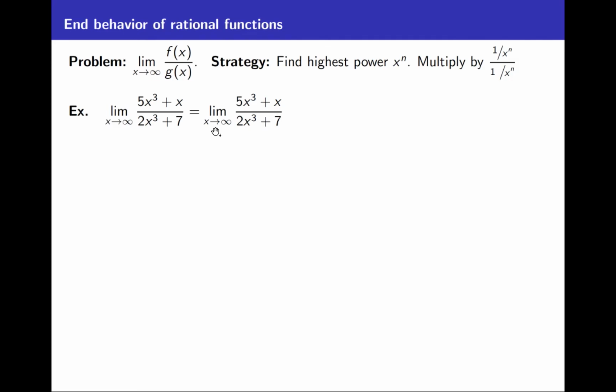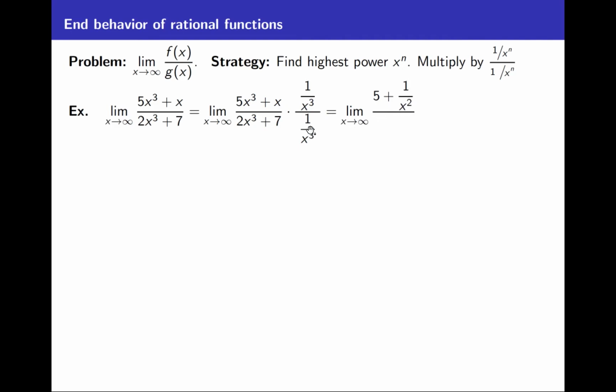So we're going to simplify this limit by multiplying by 1 over x cubed divided by itself, like this. Now that doesn't change the limit at all, because we're just multiplying times 1. But then we're going to distribute the fractions into the top and bottom. So if you distribute the 1 over x cubed into the top, 1 over x cubed times 5x cubed is 5, and 1 over x cubed times x is 1 over x squared.